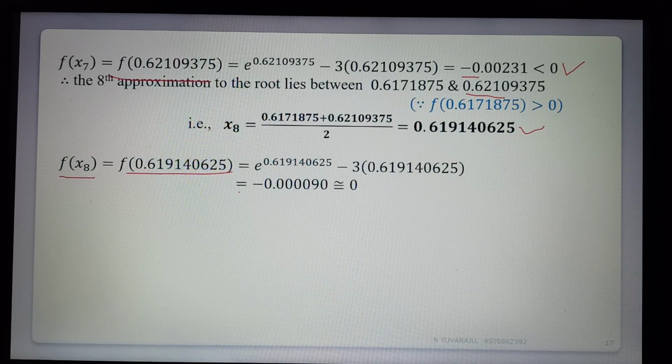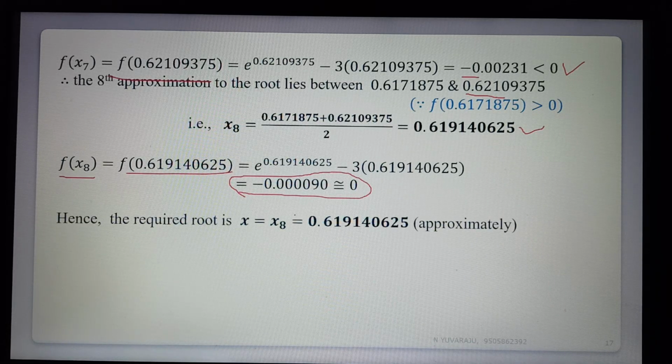0.000090. So observing here, this is nearly equal to 0. So assume this eighth approximation is nearly equal to 0. Therefore the eighth approximation is the required root, that is the required root 0.619140625. So this is the bisection method.